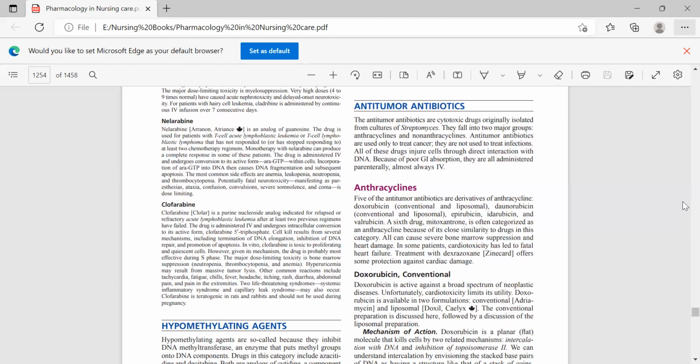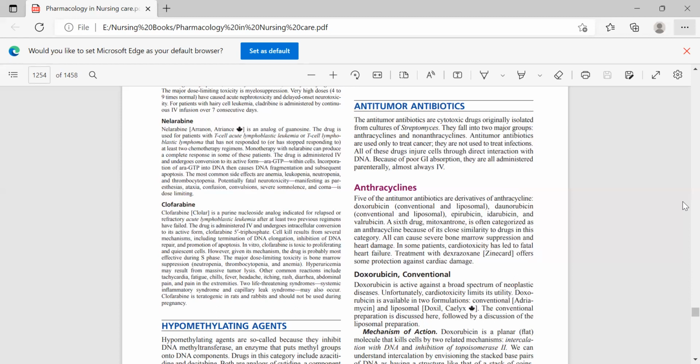We can understand intercalation by envisioning the stacked base pairs of DNA as having a structure like a stack of coins. With its coin-like shape itself, doxorubicin is able to slip between base pairs of DNA, after which it becomes bound to DNA. The process of intercalation distorts DNA structure, and as a result, DNA polymerase and RNA polymerase are unable to use DNA as a template, and synthesis is inhibited.